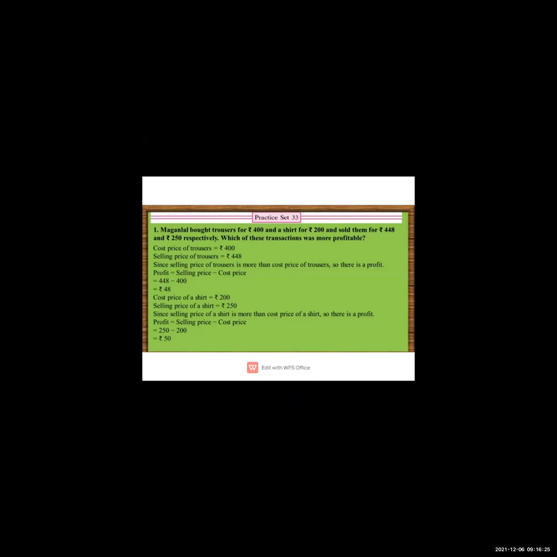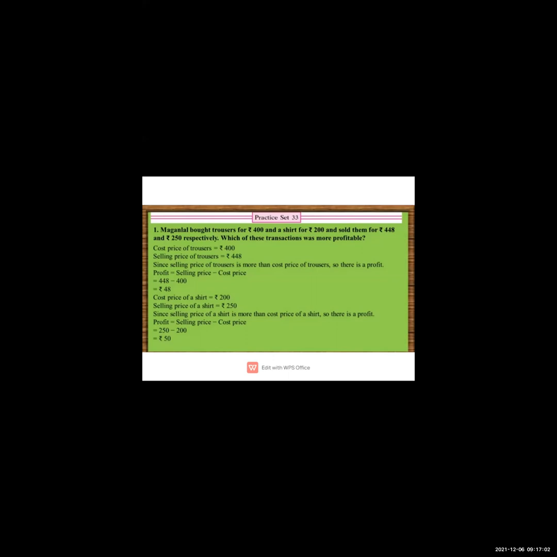Now see the first question properly. Only three questions are there. Maganlal bought trouser for rupees 400 and shirt for rupees 200, and sold for rupees 448 and 250 respectively. Which of these transactions was more profitable? It is told that it is a profit, but which transaction has more profit, trouser or shirt? That we have to see.